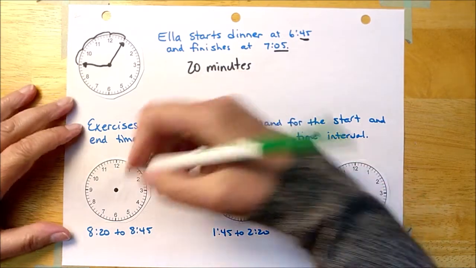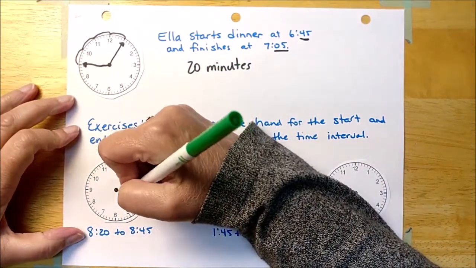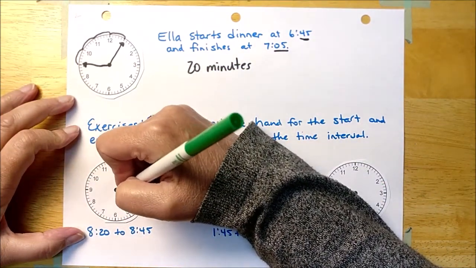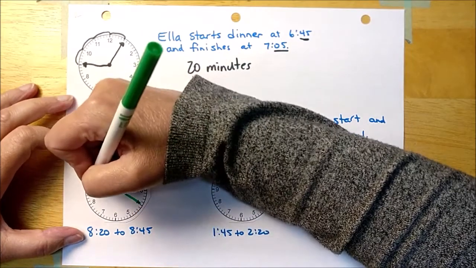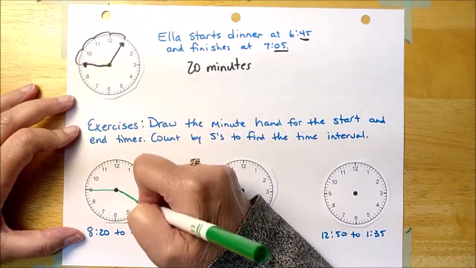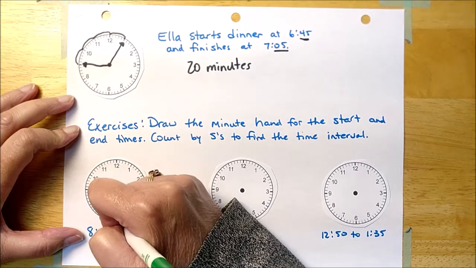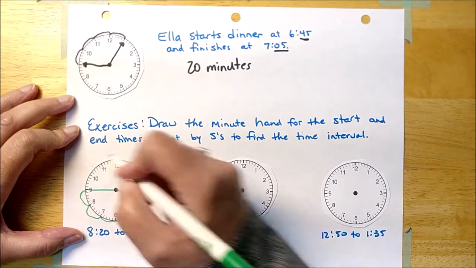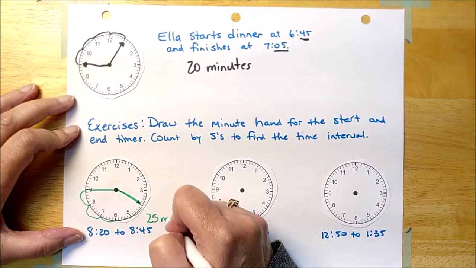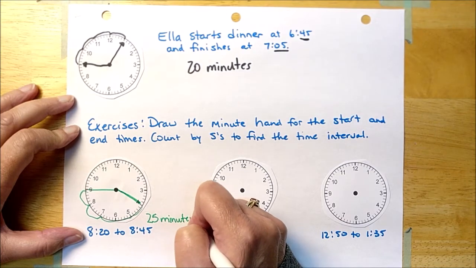Okay, we're back. So 8:20, this is 20 minutes. And 8:45 is there. So I'm going to count around 5, 10, 15, 20, 25 minutes. I hope you were able to figure that out. 25 minutes.